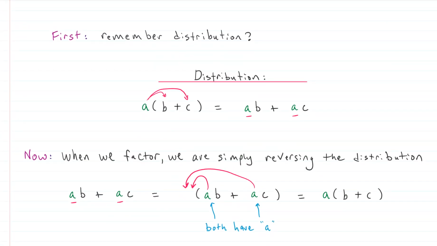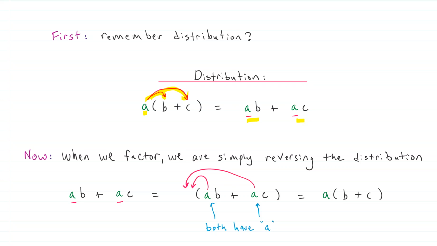First, let's talk about distribution. Do you guys remember distribution? It's that fun thing you did a long time ago where, say, there was an A out front and you had parentheses, and inside the parentheses you had B plus C, and you're supposed to distribute the A through. So you pushed it through to the B, and then you pushed it through to the C, and then all of a sudden the first term, which was the B, had an A multiplied by it, and the second term, which was the C inside the parentheses, had an A multiplied by it. So you had AB plus AC after the distribution.